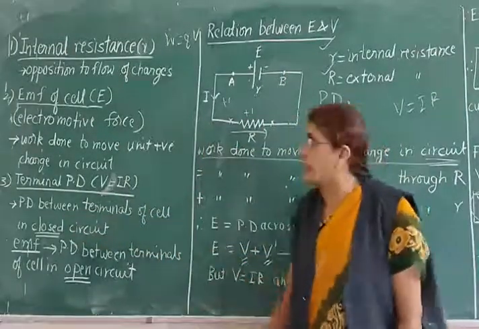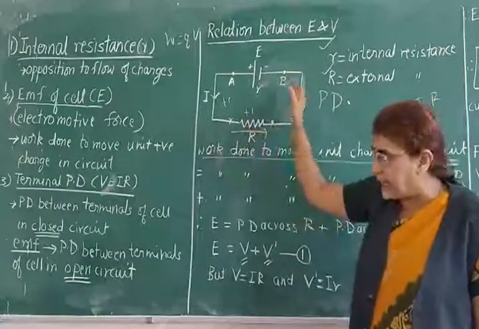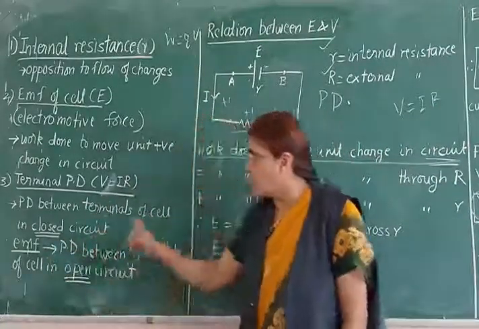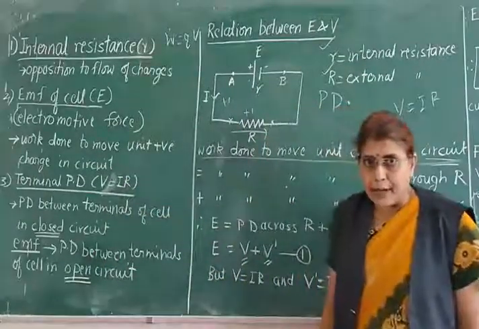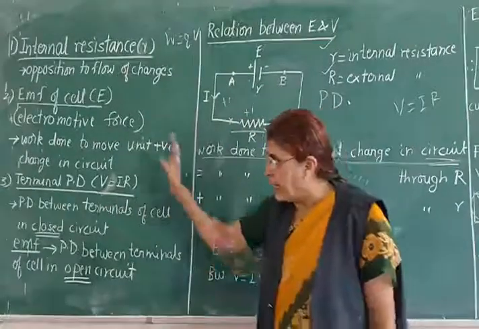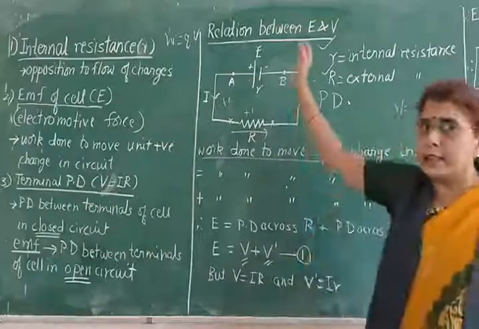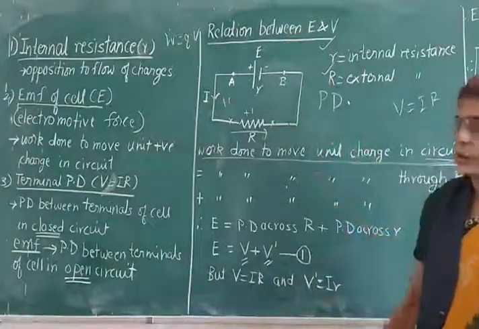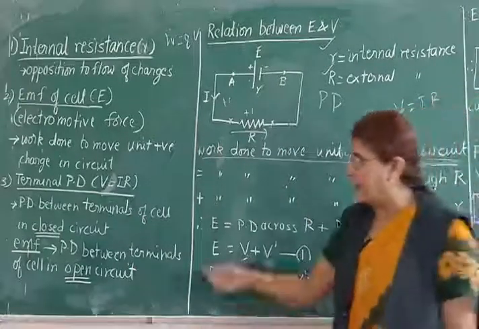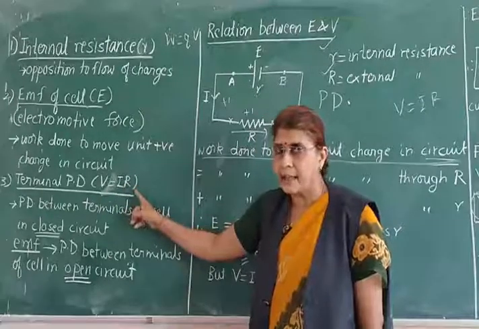But what is the condition? Current should be flowing in the circuit. Whenever current flows in the circuit, that circuit is called what circuit? A closed circuit, right? So terminal PD is defined as the potential difference between the terminals of the cell in what circuit? Closed circuit. What is the meaning of closed circuit? Current is drawn from the cell. So this is the meaning of terminal PD. How do you measure terminal PD? Terminal PD is equal to I into R. I is the current, R is the external resistance.